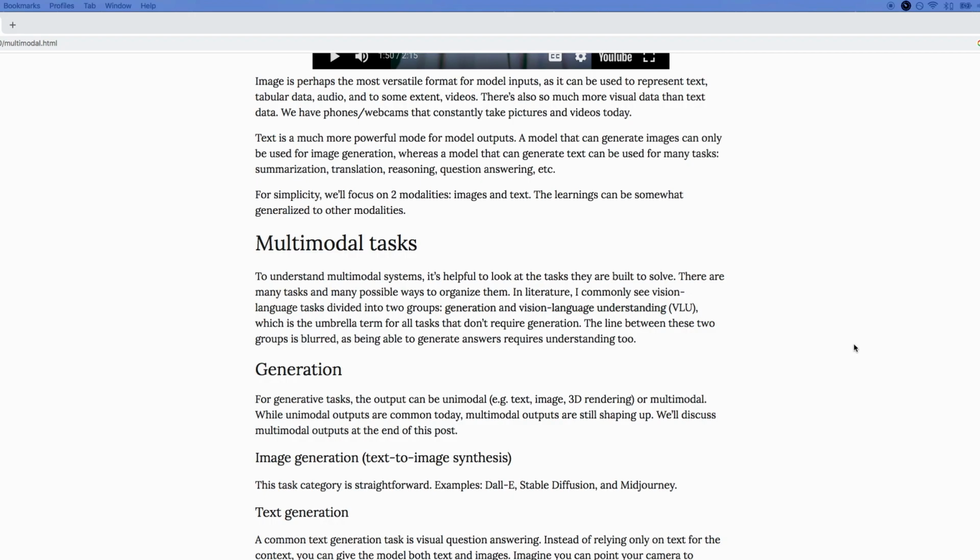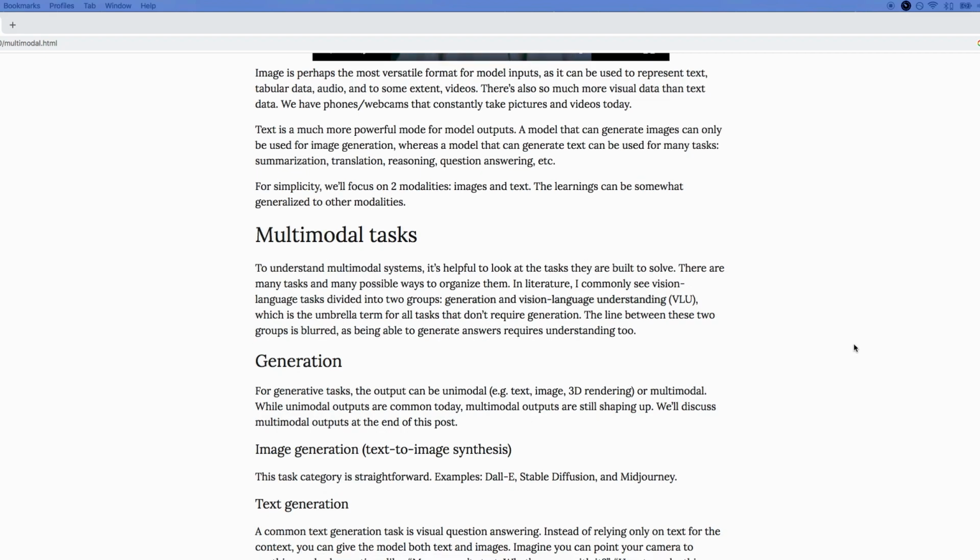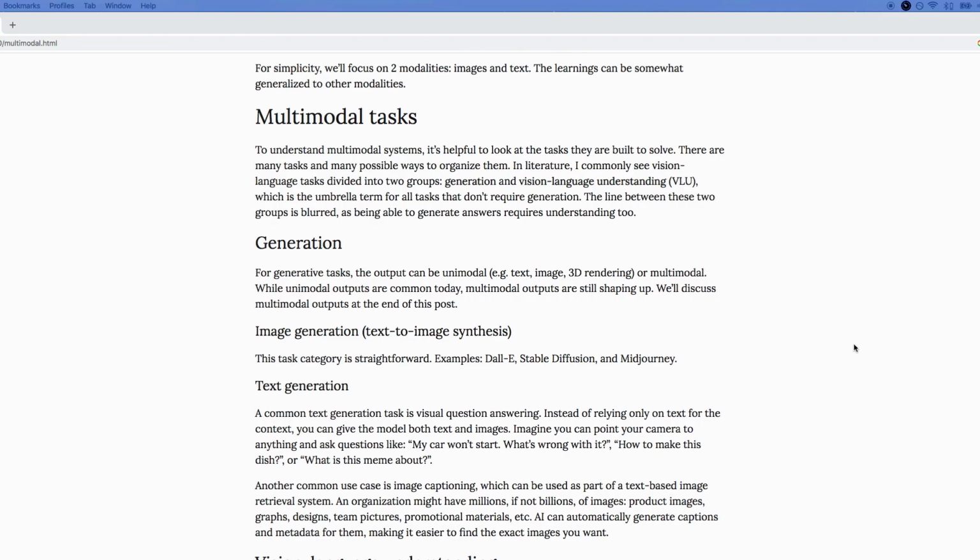Text is a much more powerful mode for model outputs. A model that can generate images can only be used for image generation, whereas a model that can generate text can be used for many tasks: summarization, translation, reasoning, question answering, etc. For simplicity, we'll focus on two modalities, images and text. The learnings can be somewhat generalized to other modalities.